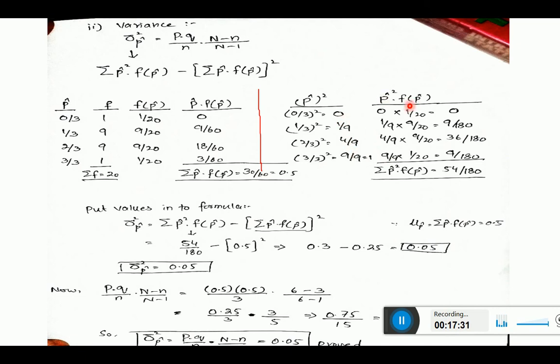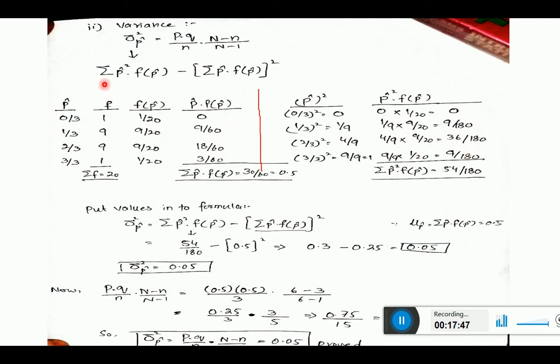Now we have f of p cap. The values are 1/20, 9/20, 9/20, and again 1/20. Multiplying these, you will get this column.